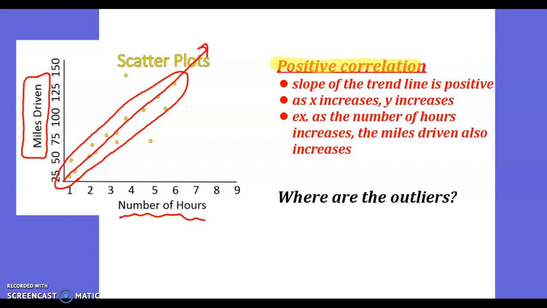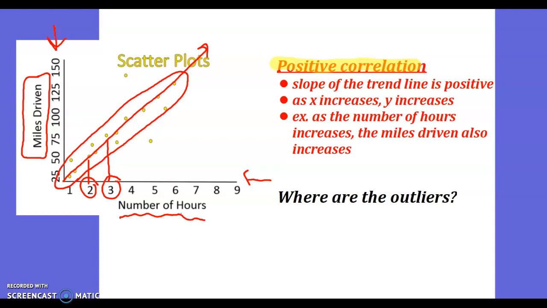Again, positive correlation, where the trend is upward as X is increasing, as my number of hours is getting bigger and bigger here along this X-axis. The number of miles that are driving is also increasing. So think about that. If you drive 2 hours, you're going about 50 miles. According to this graph, in about 3 hours, you're going about 75. The miles is going up as the hours is going up. That is a positive correlation.